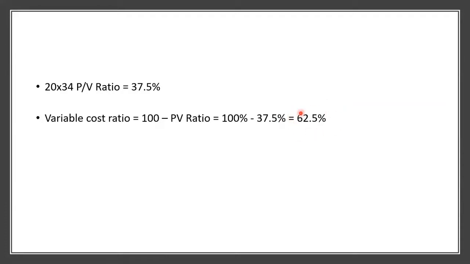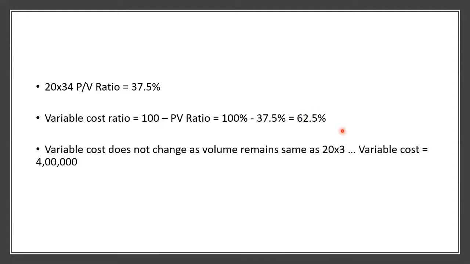You know what? We have the variable cost in total, right? Which is the variable cost? Variable cost does not change as the volume remains the same as of 2013. So variable cost is equal to 4 lakh. 4 lakh is 62.5% of what? Of sales, right? Variable cost ratio after contribution is equal to 62.5%.